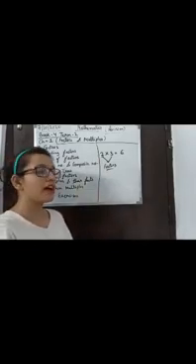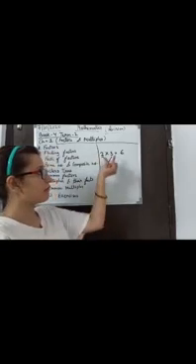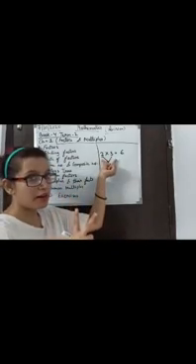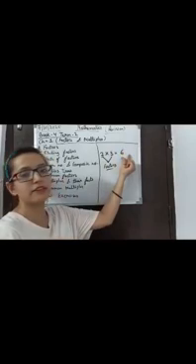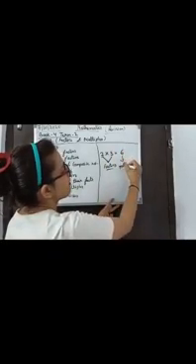Now on the other hand, what is the meaning of multiples? When we multiply two numbers, whatever product we get, that product is called a multiple.